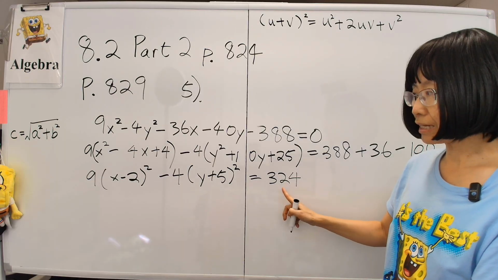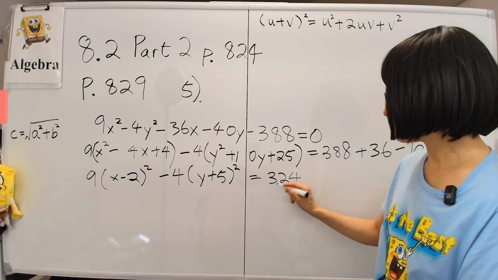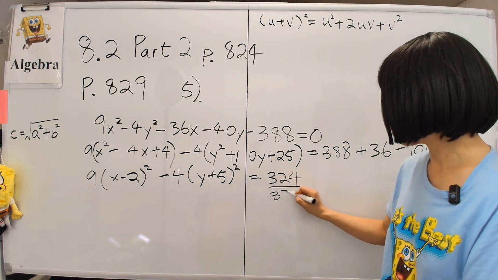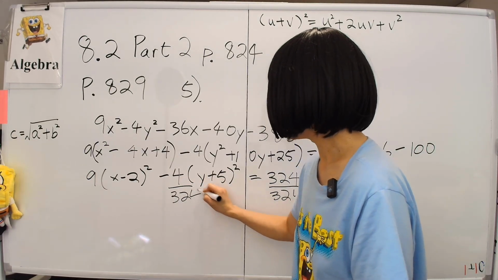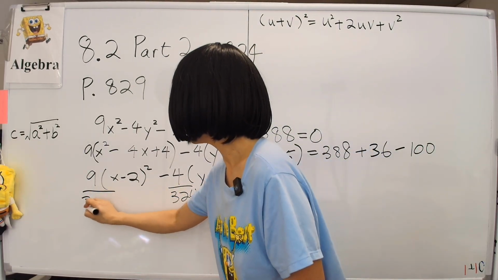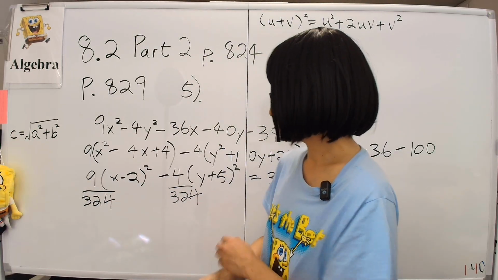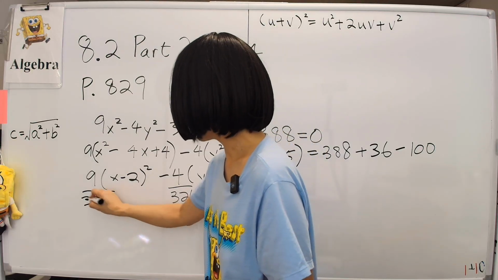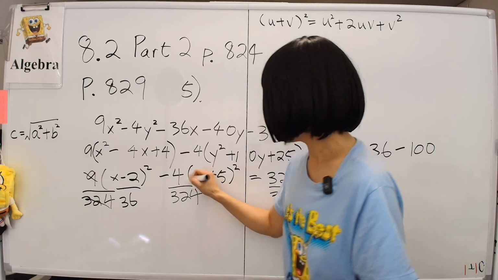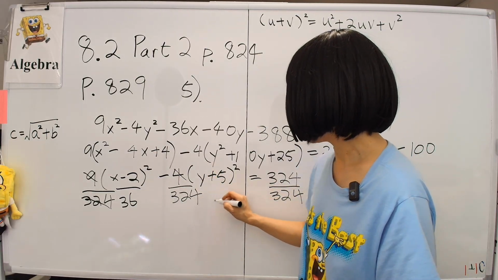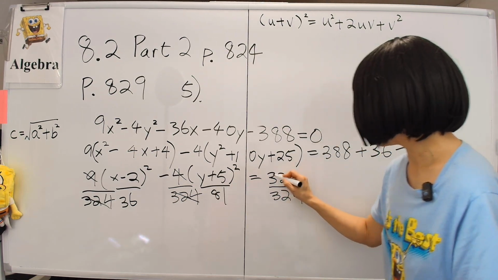And then we need this thing to be 1. So for this to be 1, we are going to divide everything by 324, the whole equation. So each part here will be divided by 324, 324, and 324, and cancel things out. This cancels out to be 36, okay? And then this cancels out to be 81. Yeah, this cancels out to be 81, and of course this just becomes 1.